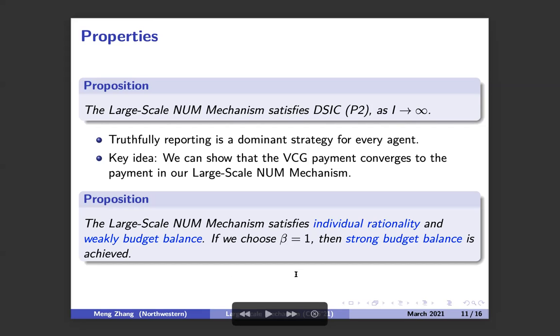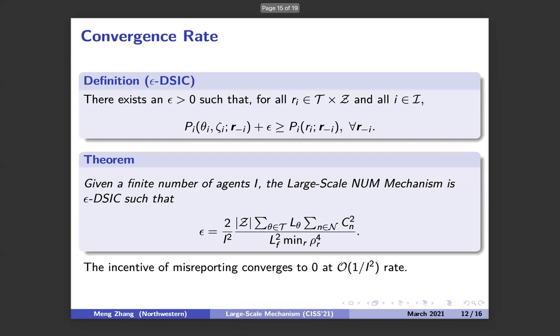The first of these is going to be individual rationality. And then we also have weak budget balance. And if we tune the parameter to make sure beta is equal to 1, we can also achieve strong budget balance in this case.